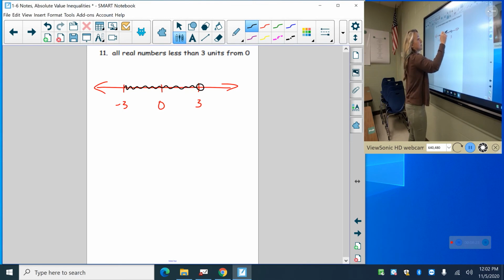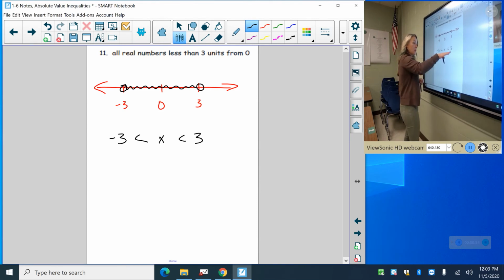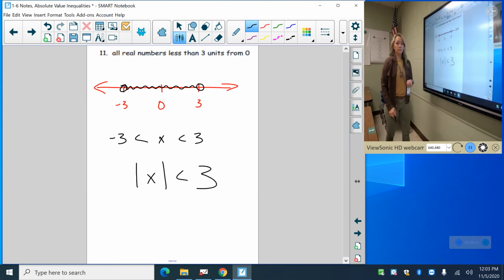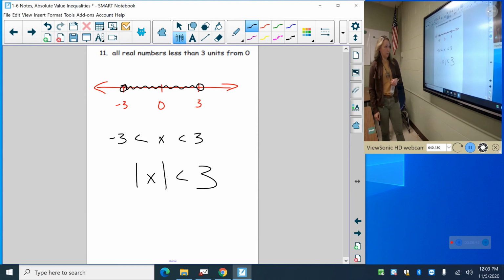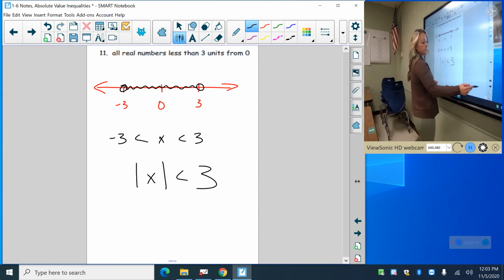But it can't include the endpoints because it has to be less than. So what does that look like? That's an and. So we have negative 3 is less than x, which is less than 3. So there's my inequality. Now how do I write my absolute value? Well, the absolute value of x has to be less than 3 units from 0. That helps me out. But just work it backwards.